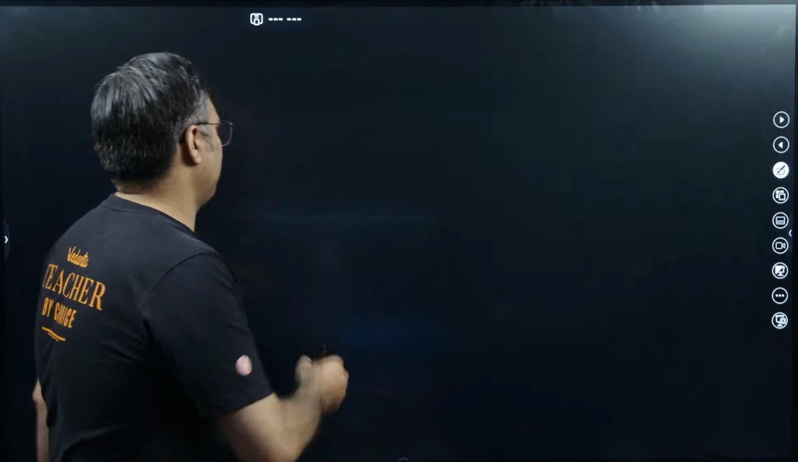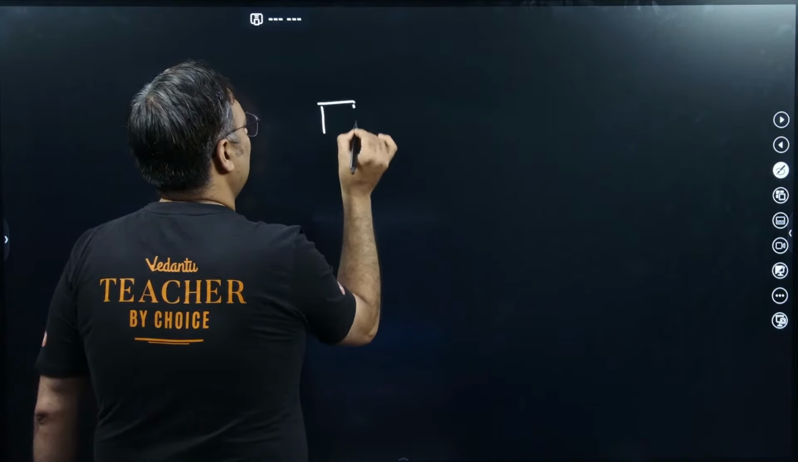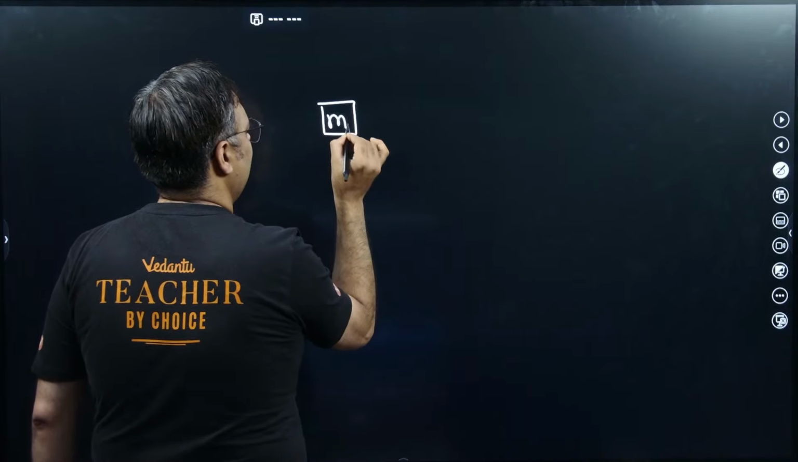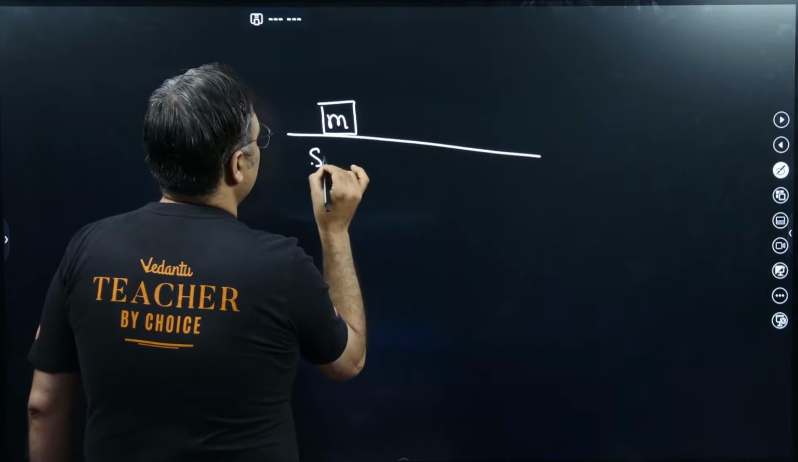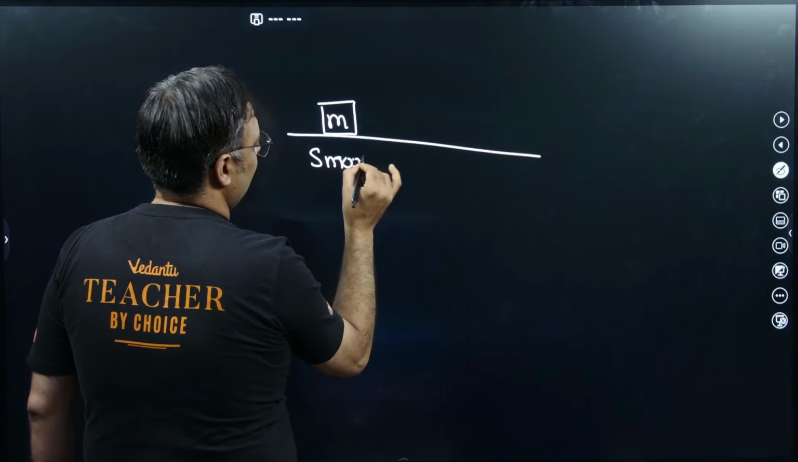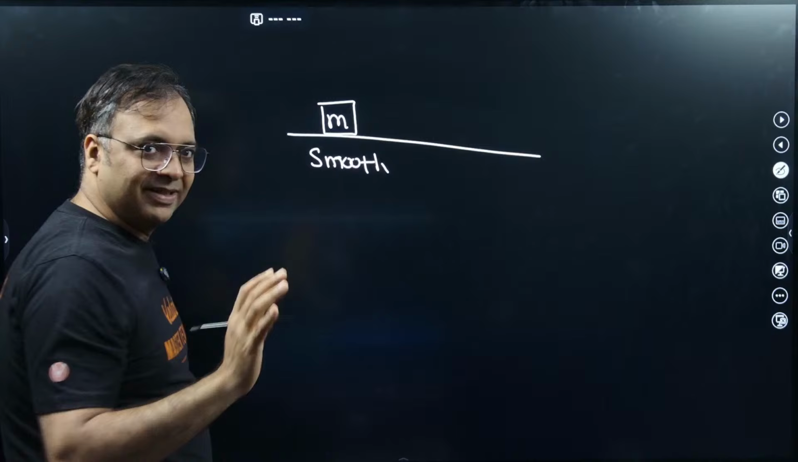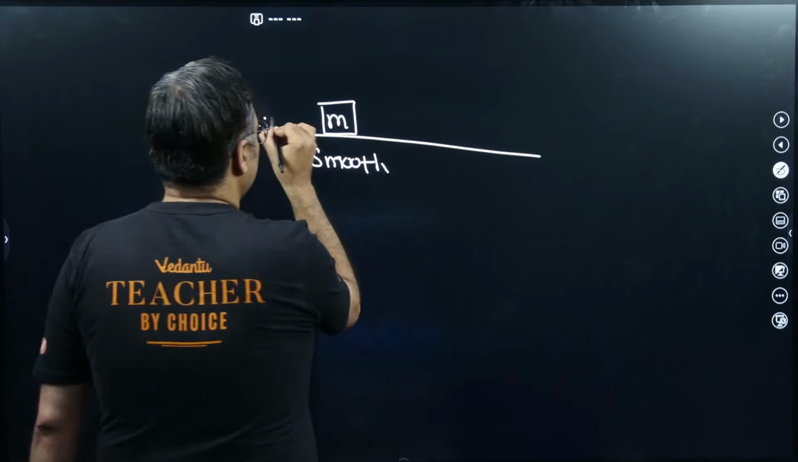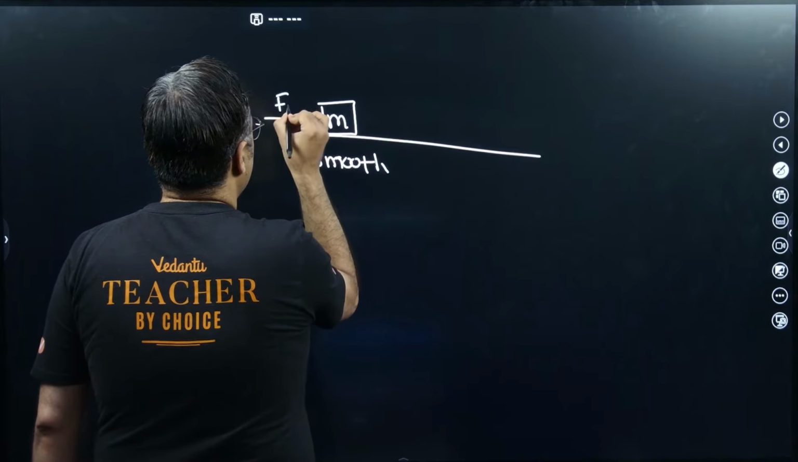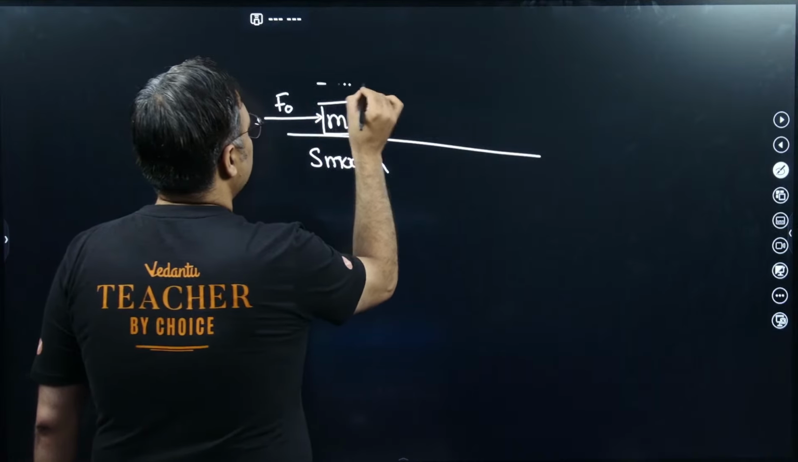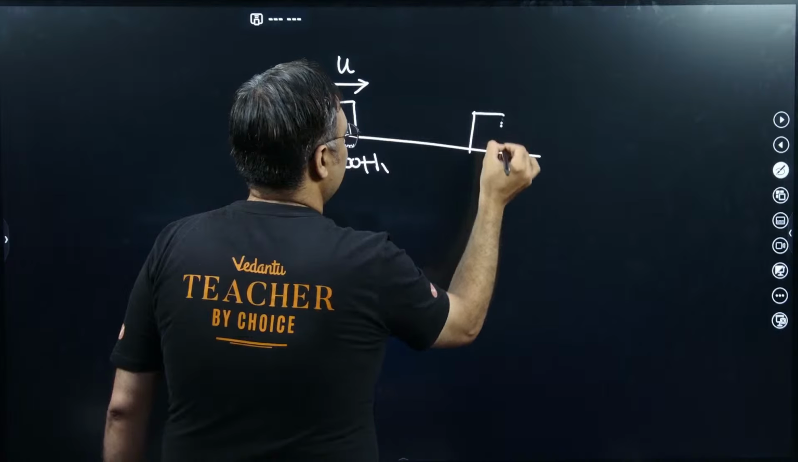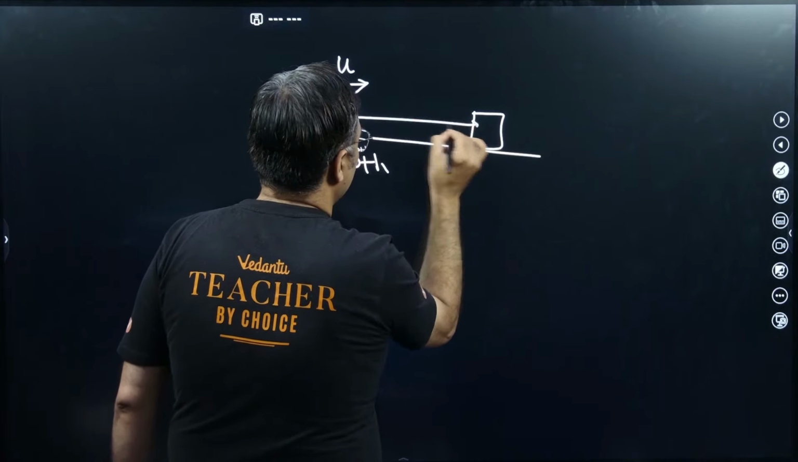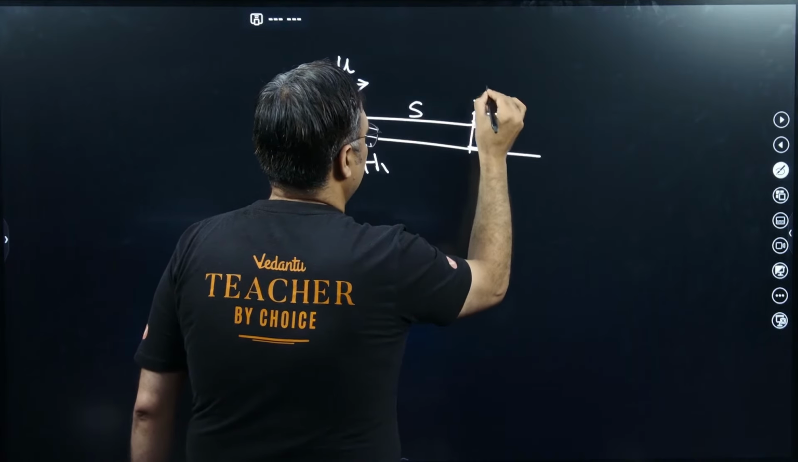Let's say you have this block of mass M. It is kept on a smooth surface. To make life simple, just to make you understand things, you are applying a force F0 on this. Initially the velocity is u. After some time, when it has displaced by some distance s, the velocity becomes v.